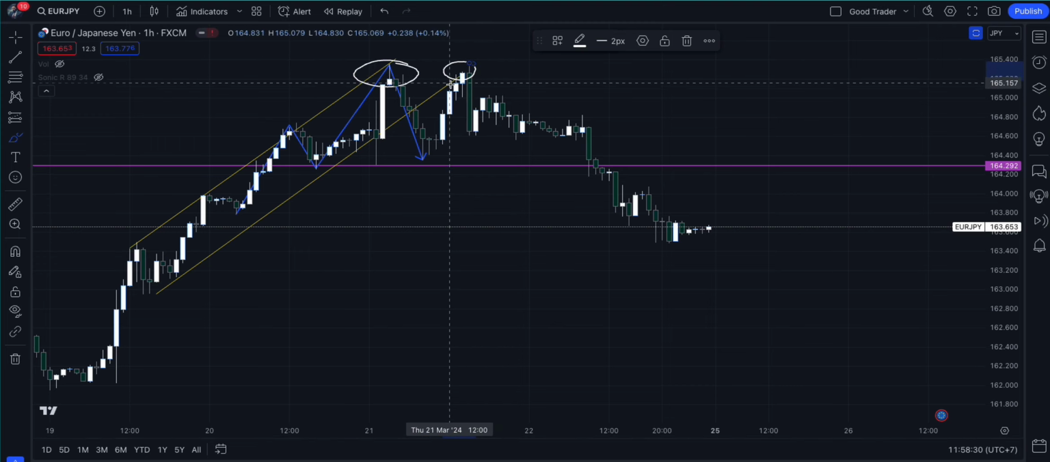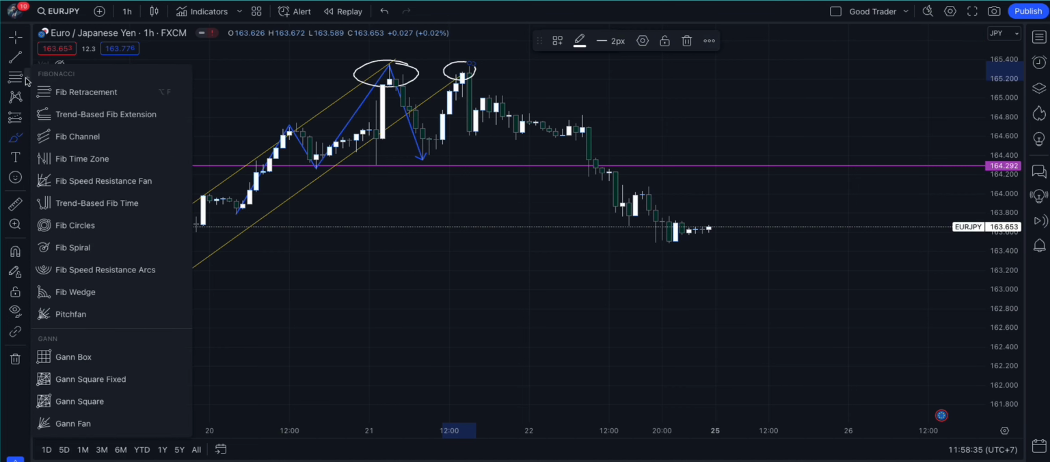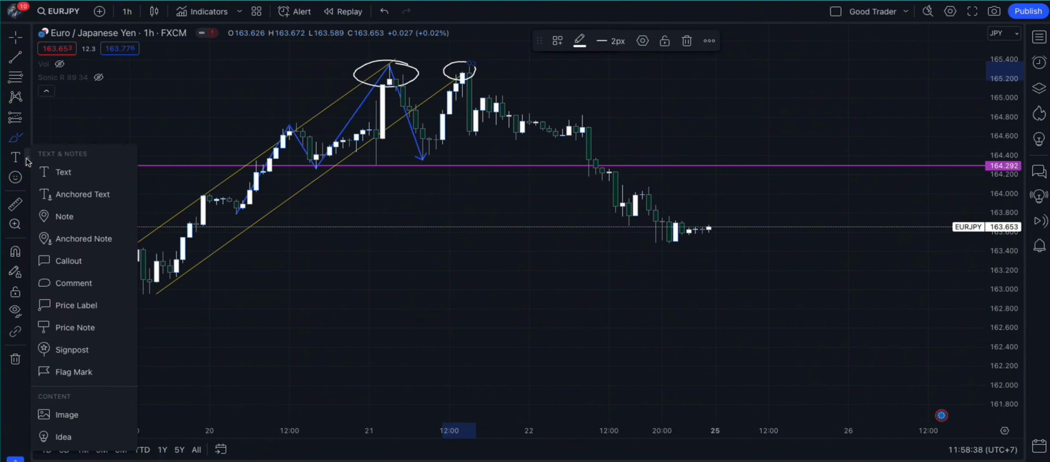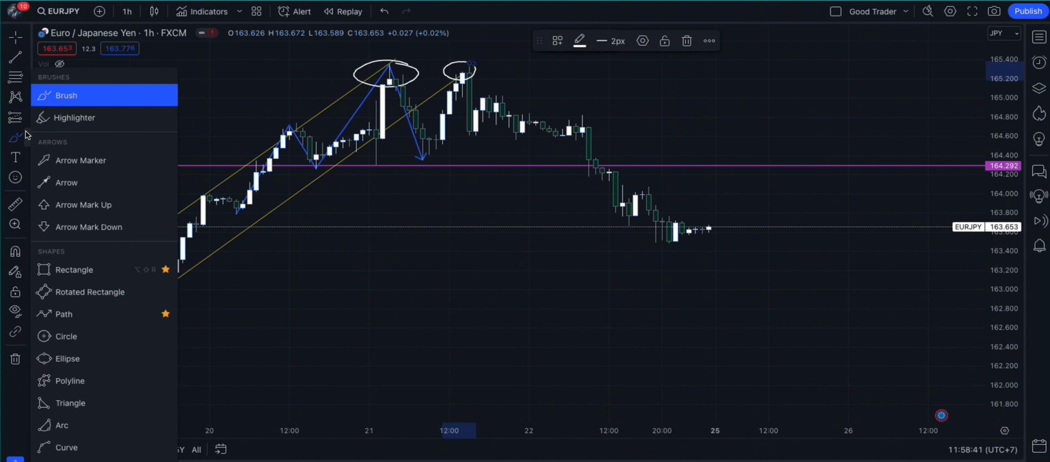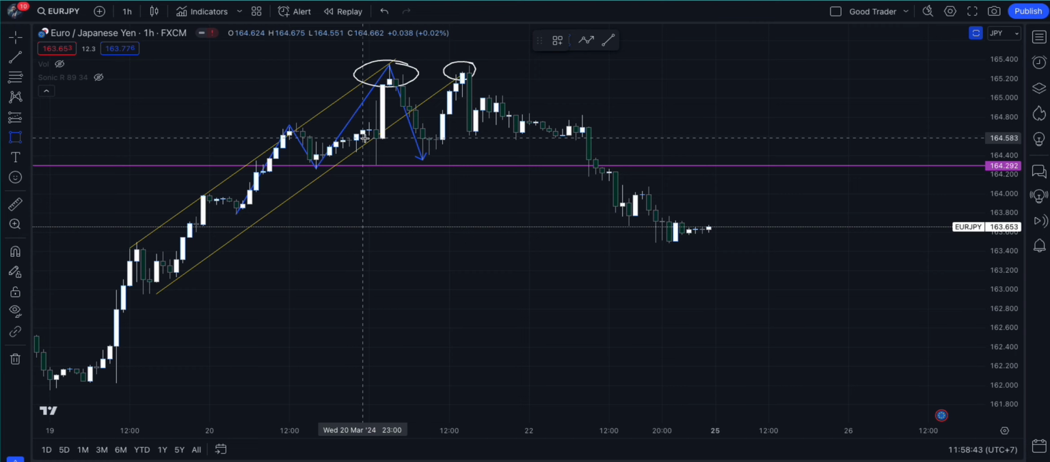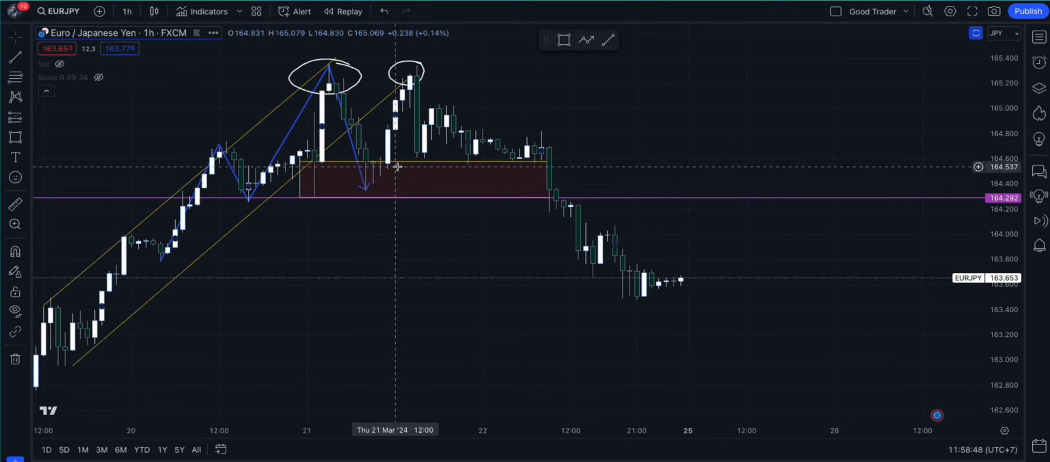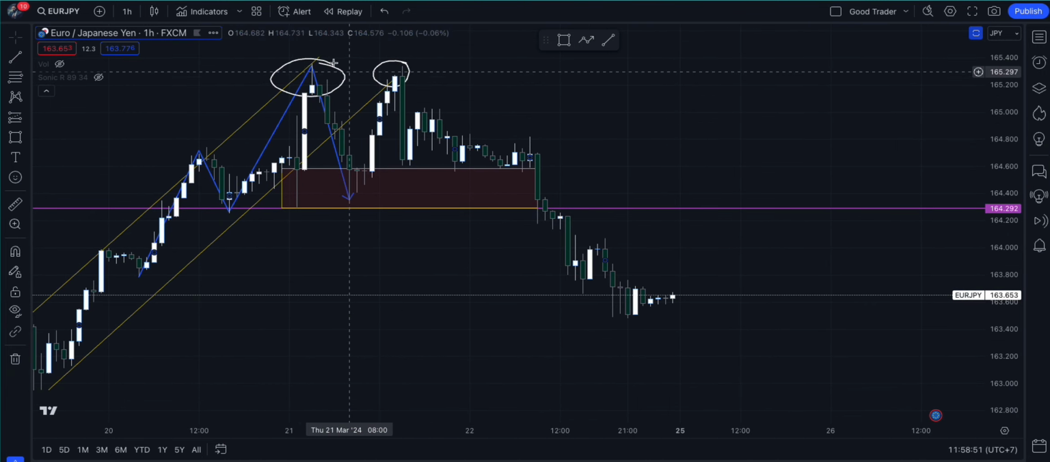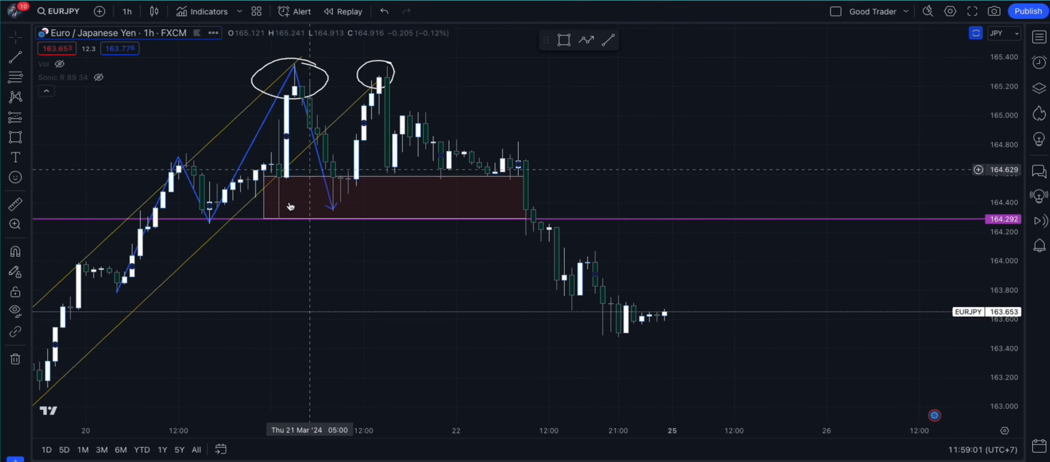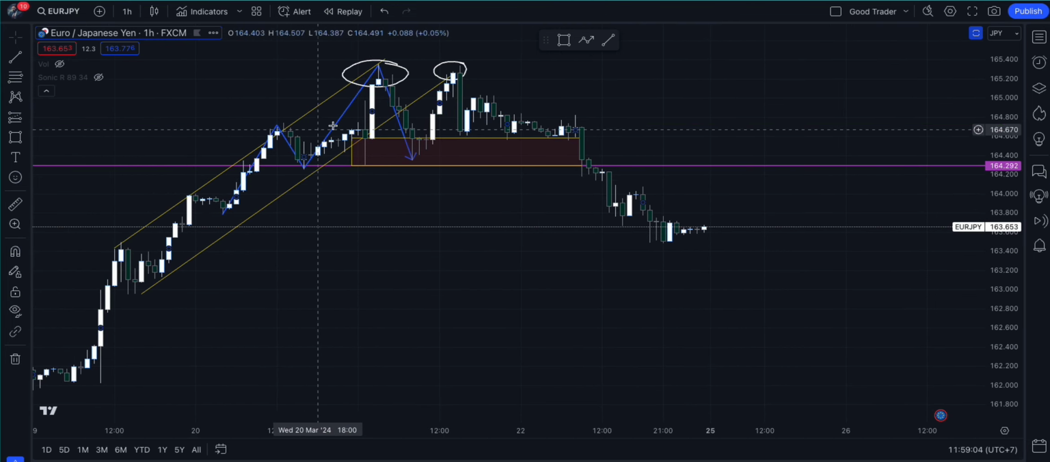So I identified the zone over here, like a resistance or support, because price won't break the high. If the price wants to reverse, it needs to break this low, and you can see this is also a pattern, a rising wedge pattern.